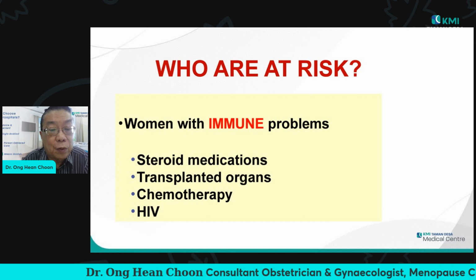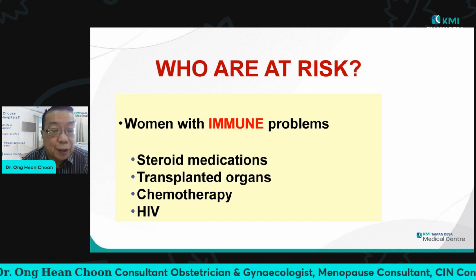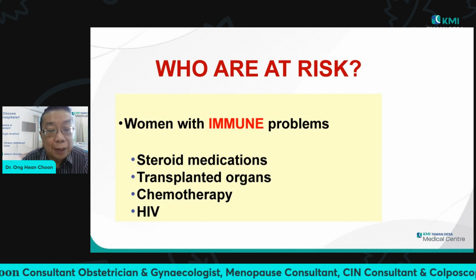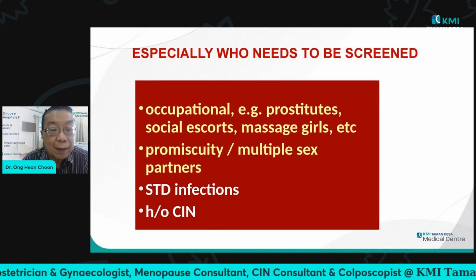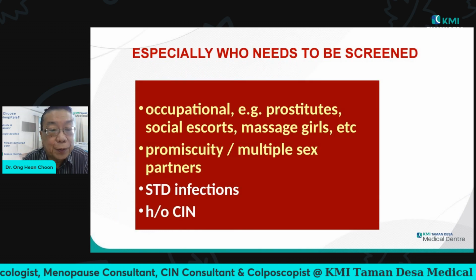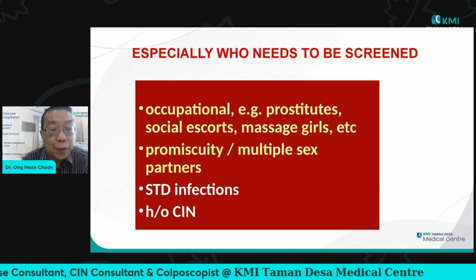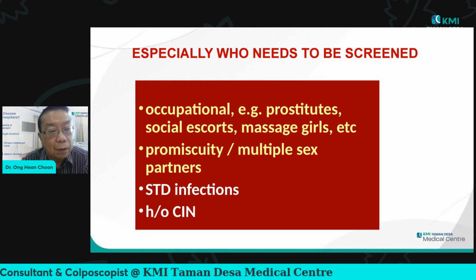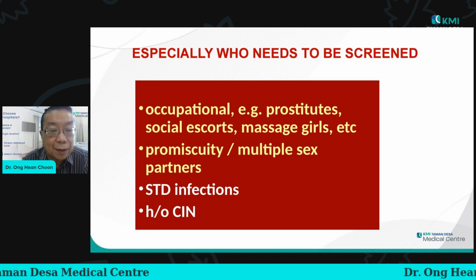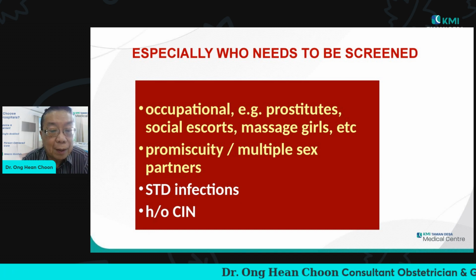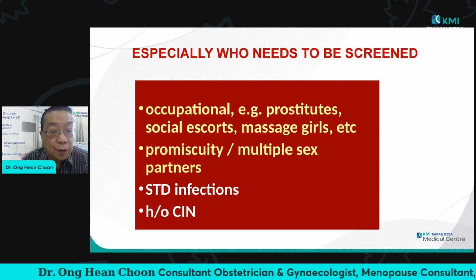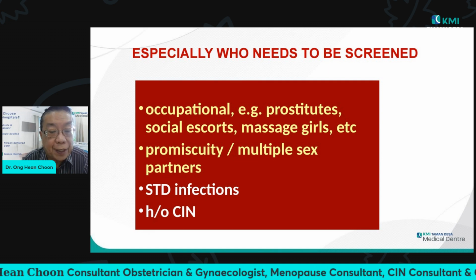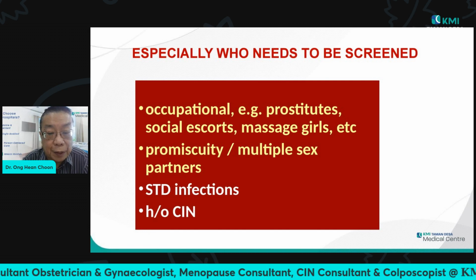We also know that women with special immune problems are at risk, but this is a small group, so we are not so particularly interested in them. We are interested in the groups with what we call occupational hazards, with increased risk of HPV: prostitutes, social escorts, massage girls, etc. And I've already mentioned just now multiple sexual partners. Women who have got sexually transmitted diseases are at higher risk. And of course, if you have a previous history of CIN, you're also at a higher risk of HPV. Okay.